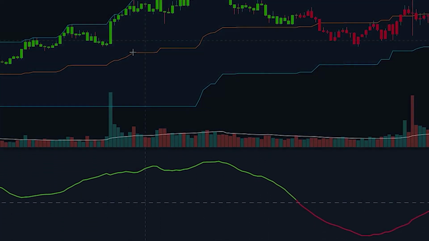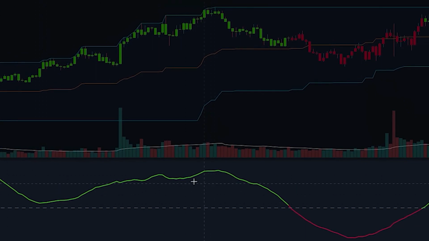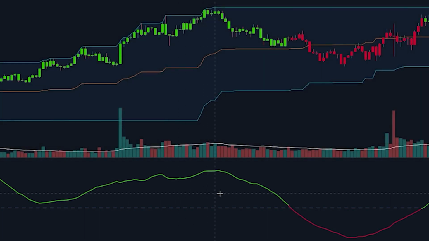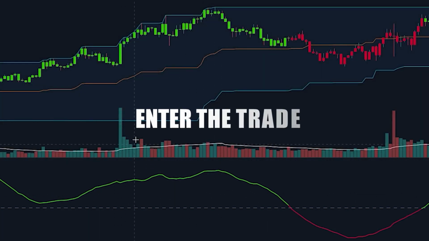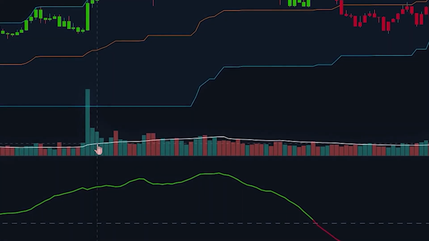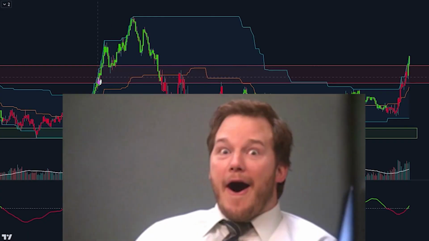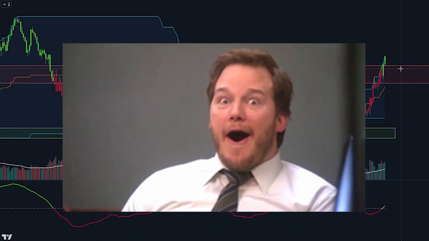Let's walk through a short example. First, wait for the price to touch the lower band. Check the LWTI indicator. It should be red. Confirm that the volume is above the white line and the bars are red. Once everything aligns, enter the trade. Set your stop loss just above the middle line and establish your take profit at a 2-to-1 risk-to-reward ratio. And voila, you've secured another winning trade.